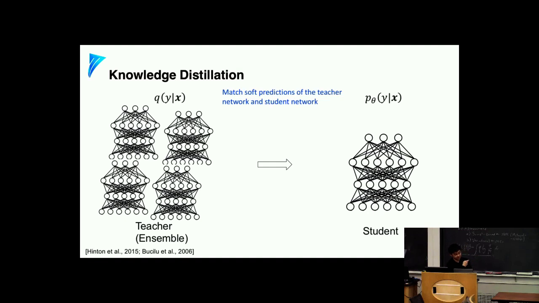The key idea is that we want to match the soft predictions of the teacher networks and the student network. So basically, the idea is that we want to train the student network to mimic the prediction behavior of the teacher network. This is the intuition behind knowledge distillation.